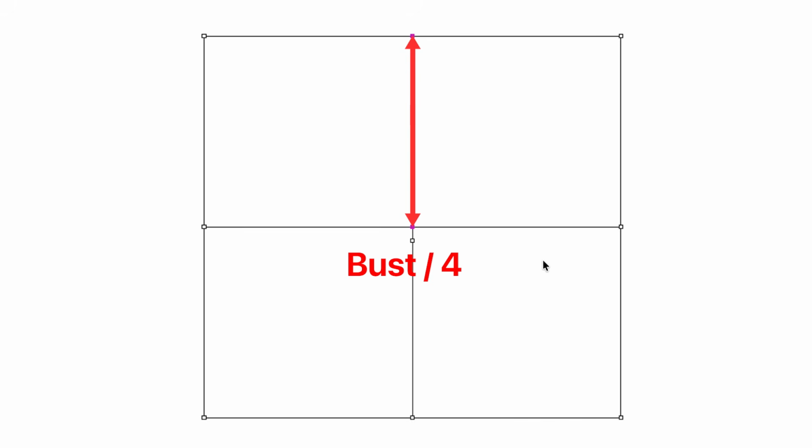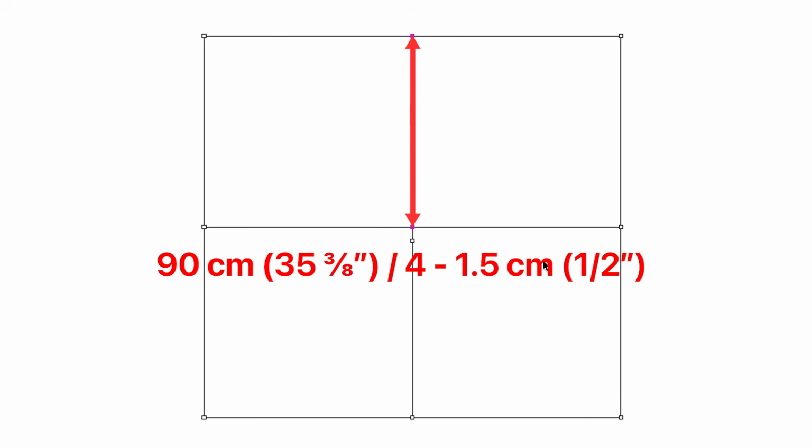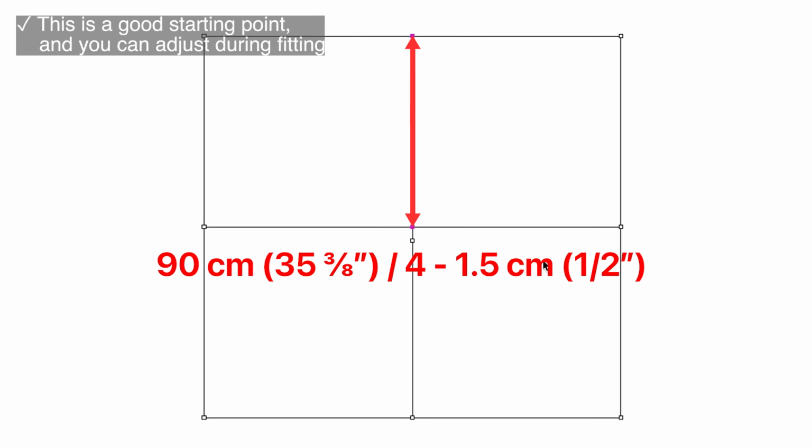So the bust circumference divided by 4 minus 1.5 centimeter is a good starting point for the bodice pattern block making. If any other teachers or books teach different ways, those are all the same good starting point. And you have to adjust it with the fitting process.